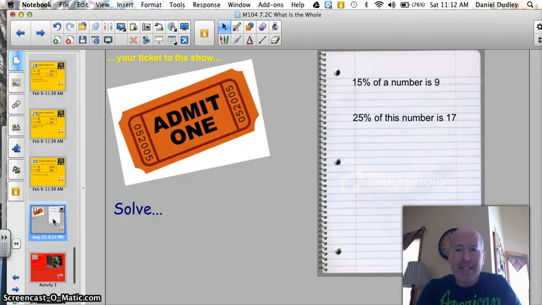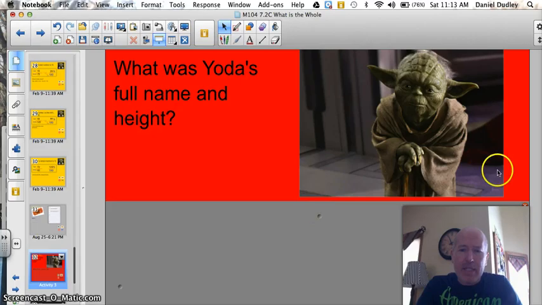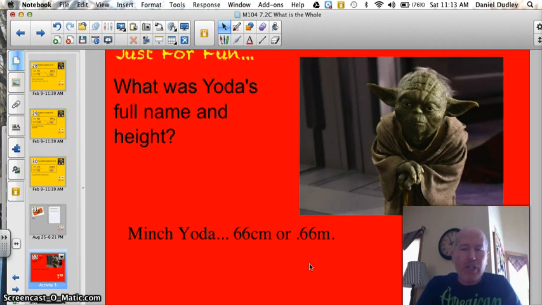15% of a number is 9. 25% of this number is 17. Two different problems. All right, our ticket. What was Yoda's full name and height? Actually, his full name was Minch Yoda, and he was 66 centimeters, or if we think back just to last chapter, 66 centimeters is 0.66 of a meter.